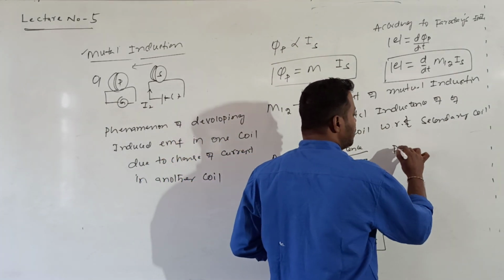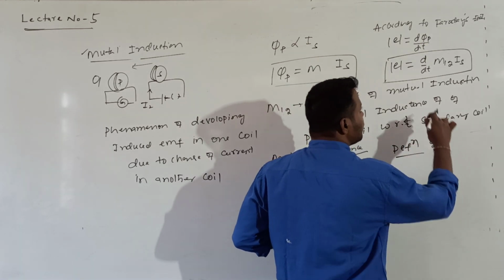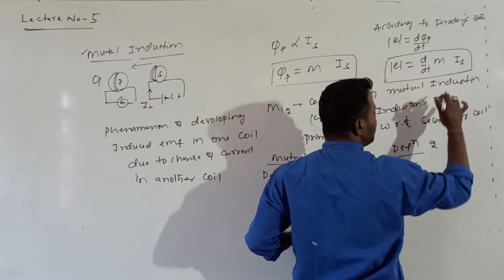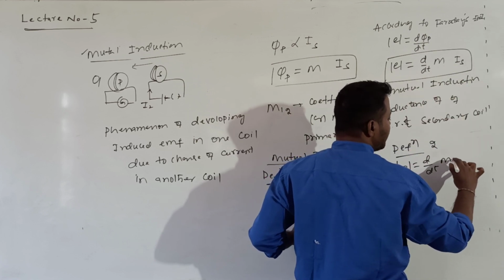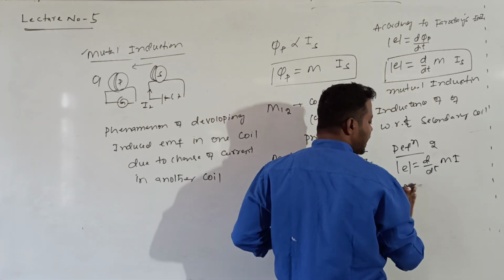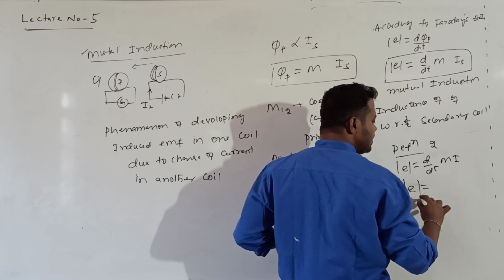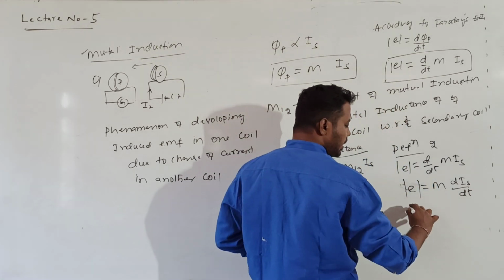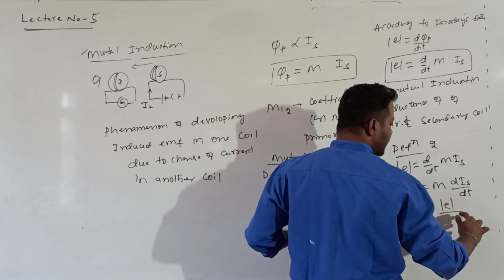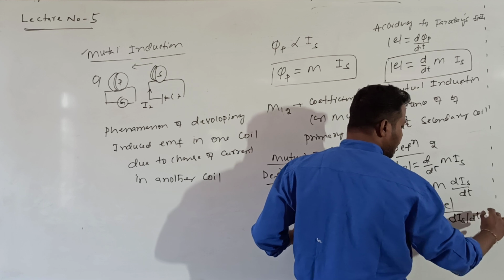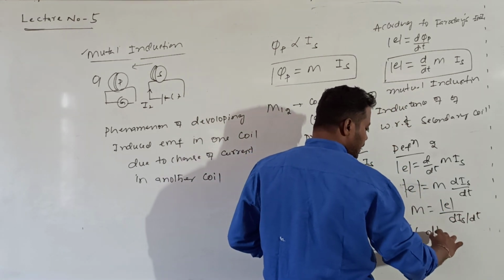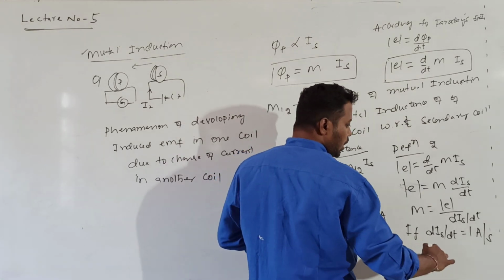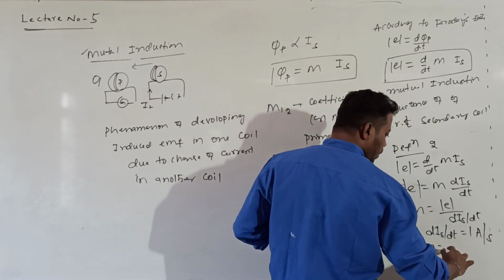There is one more definition I will tell you now. What is that definition? We can define definition 2. To define this, I will take modulus of E is equal to d by dt of M into I. Since M is constant, I can put the M value outside, so modulus of E is equal to M into dIs by dt, the current through the secondary coil. From this, the M value is modulus of E divided by dIs by dt. Correct? Whenever dIs by dt is equal to 1 ampere per second, then M value is equal to modulus of E.